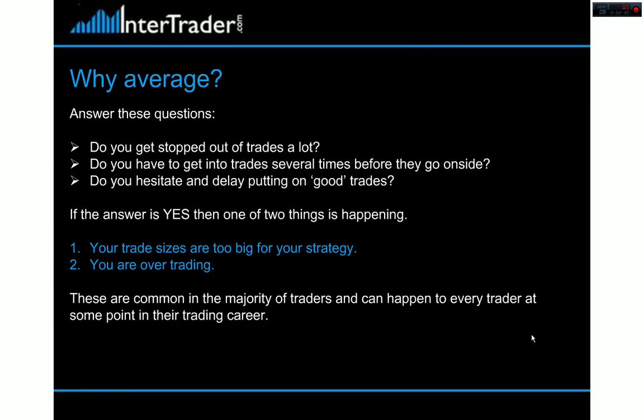So why average? Well, if you do a bit of self-talk and ask yourself some questions: you get stopped out of a lot of trades. Do you enter a trade several times before it actually goes onside and in your favour? And do you hesitate putting on good trades because you're a little bit nervous? If you answer yes to these things, then really one of two things is happening: your trade size is too big for your strategy, or you're over-trading. These are common in the majority of traders. So if you're having problems getting into trades, or having problems making money from trading, then generally some of the problems can be addressed with an averaging strategy.